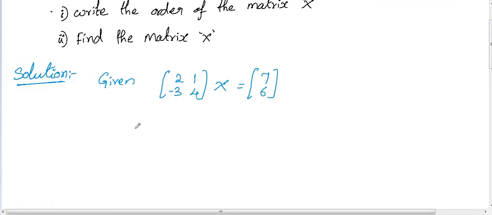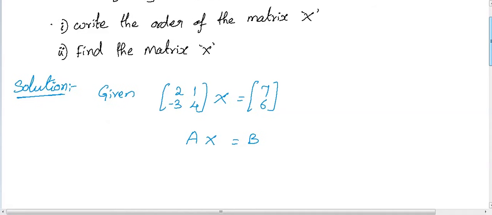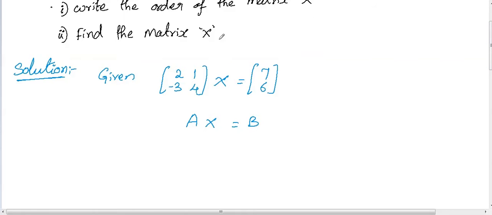See here, the given matrix equation is in the form of Ax = B, where A is the matrix and B is 7, 6. So the first thing we need to do is write the order of matrix X. Here the A matrix is 2, 1, minus 3, 4 and B is 7, 6.